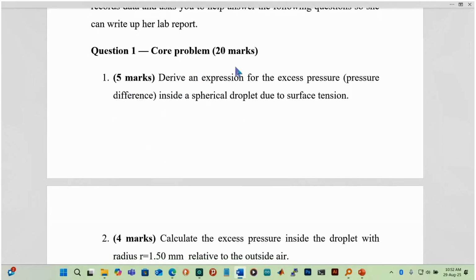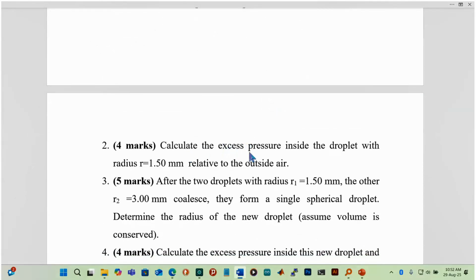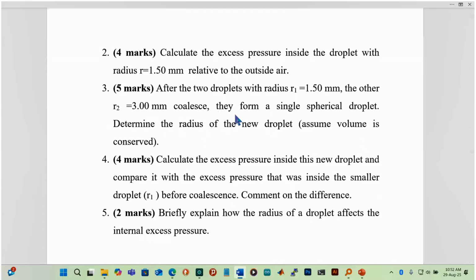Question 1. Derive an expression for the excess pressure inside a spherical droplet due to surface tension. Next, calculate the excess pressure inside the droplet with radius 1.5 millimeter relative to the outside pressure. After the two droplets with radius R1 = 1.5 millimeter and R2 = 3.00 millimeter coalesce, they form a single spherical droplet. Determine the radius of the new droplet. Assume volume is conserved. This is the assumption they have given us to take.